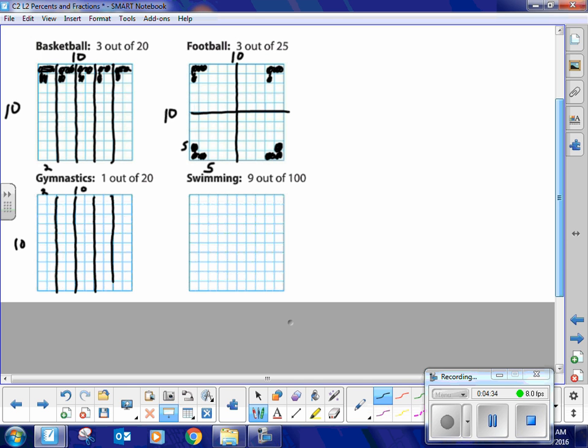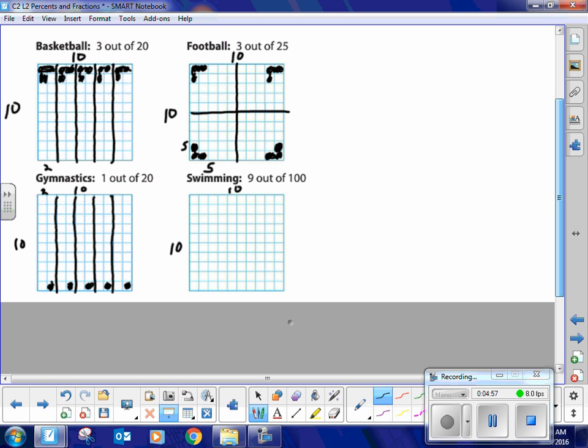And it says 1 out of 20. So I'm going to just pick this box down here, fill that box in, fill that box in, fill that box in, fill that box in, and fill that box in. All right? And now swimming is 9 out of 100. Now remember, this is a 10 by 10 grid. So here we are. We got our 10 by 10 grid. It says 9 out of 100. Pick 9 squares and fill it in, right?